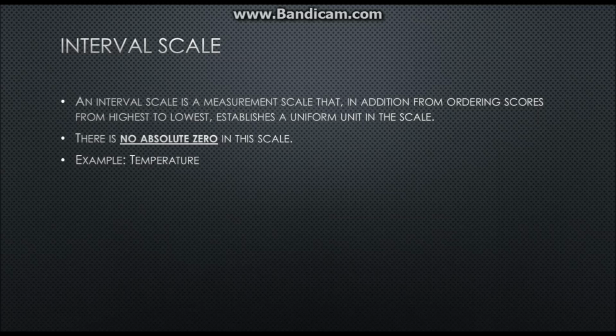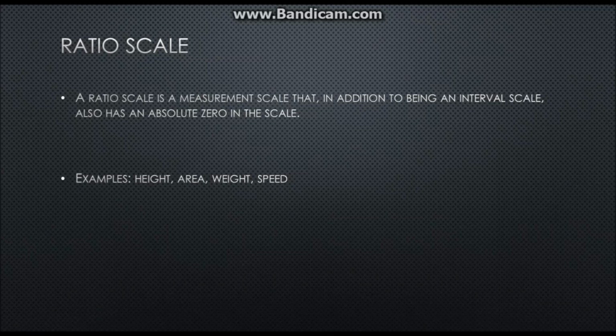Interval scale. An interval scale is a measurement scale that, in addition to ordering scores from highest to lowest, establishes a uniform unit in the scale. There is no absolute zero in the scale. Example being temperature. Now, to further discuss interval scale, I will compare it side by side with ratio scale. A ratio scale is a measurement scale that, in addition to being an interval scale, also has an absolute zero in the scale. Examples: height, area, weight, and speed.